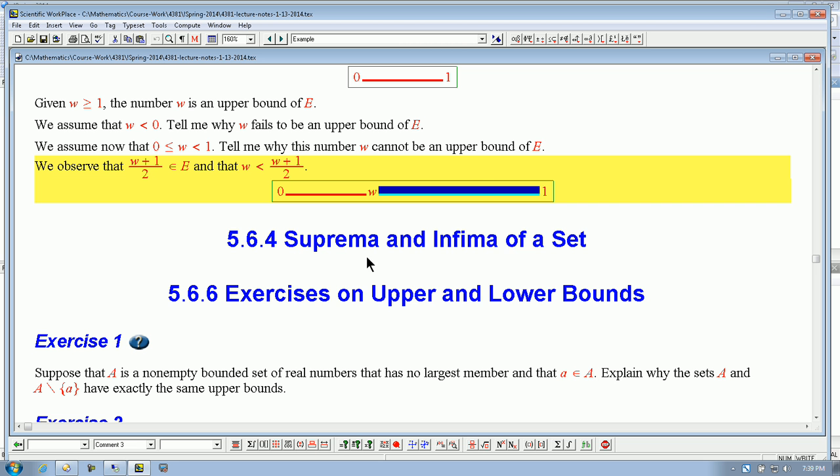Now, this is not the only way to do it, but it works. (W plus 1) over 2 is bigger than W because it's bigger than (W plus W) over 2, since W is less than 1. See? And this number, the arithmetic mean of W and 1, is in the interval and bigger than W. That gives an example. That proves it. Okay?